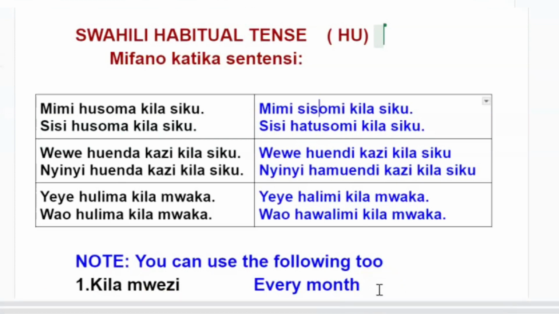So this is a simple way you can use habitual tense in the Swahili language. First, you begin with the subject. Am I talking about myself? Mimi. Am I talking about us? Sisi. So you need the subject, and then you need the tense marker, hu, to show habitual tense. And then you need a verb, for instance, soma, and then you can include kila siku, or however you want to put your sentence.